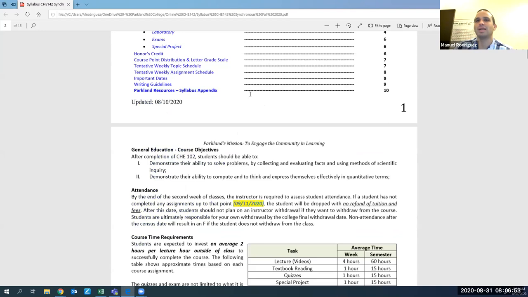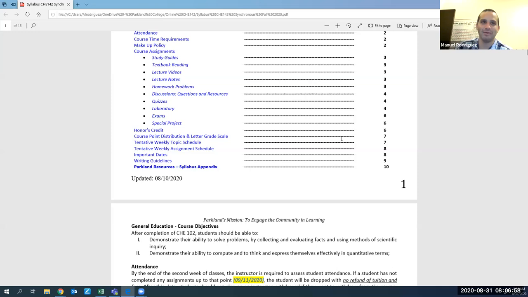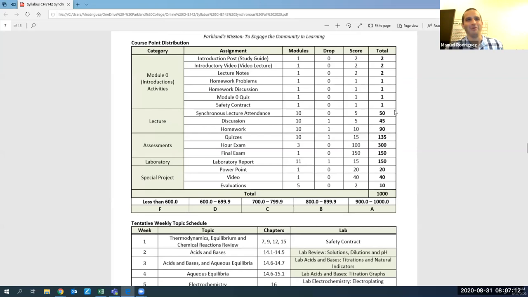We always have to put a lot of stuff on the syllabus, so you can see it's like 10 pages of syllabus. That's why I'm not going through the syllabus today. I'm going to skip all of this and just go to some of the most important things, like point distribution. At the end of the day, we all want to do well on the grade. So how do we get points?